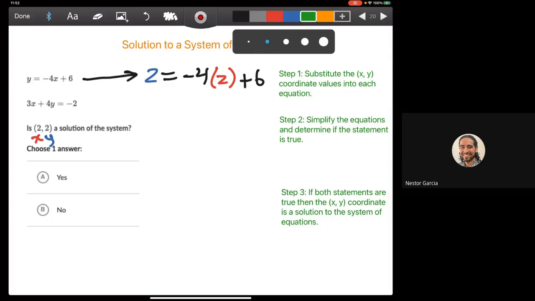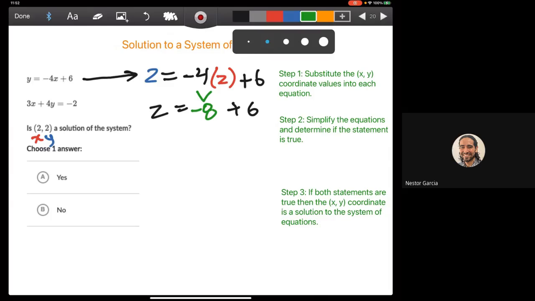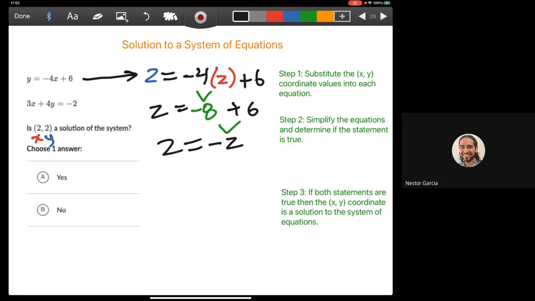And let's now simplify, like in the first example. Negative 4 times 2, that is negative 8. Let's bring everything else down. Bring down the 2 on the left side of the equal sign. Bring down this plus 6. And let's continue simplifying. So negative 8 plus 6 is negative 2. Bring down the equal sign. The 2. Is 2 equal to negative 2?